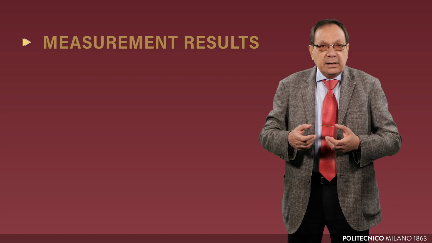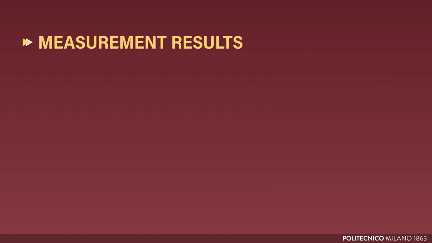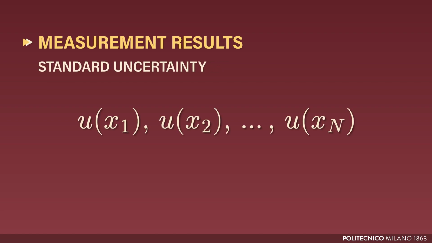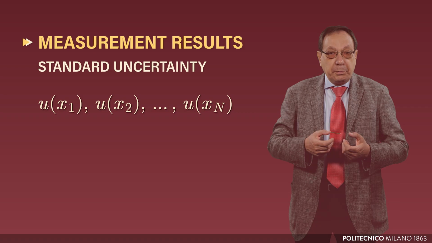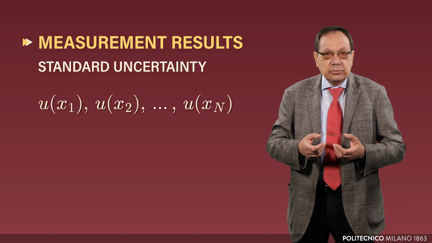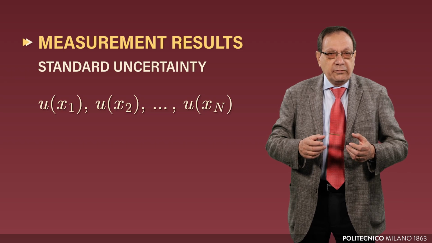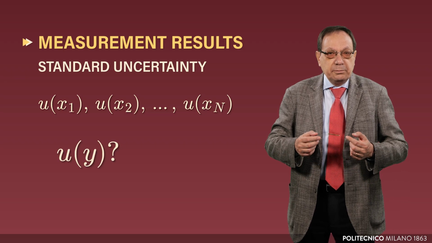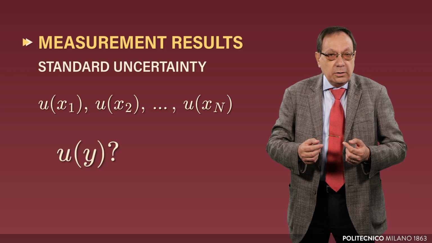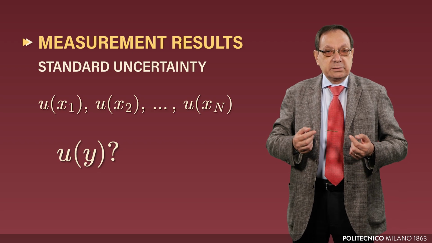Now, x1, x2, xn are measurement results. Each of them is therefore associated with the standard uncertainty u(x1), u(x2) to u(xn), evaluated using one of the methods we have seen in other videos. The problem we need to solve is how to obtain from these values a standard uncertainty u(y) to associate with the measured value y, in order to turn it into a measurement result.